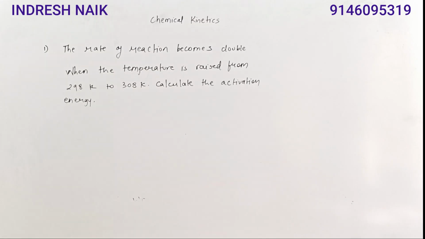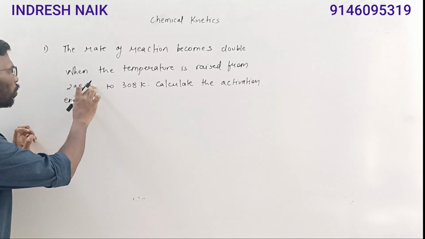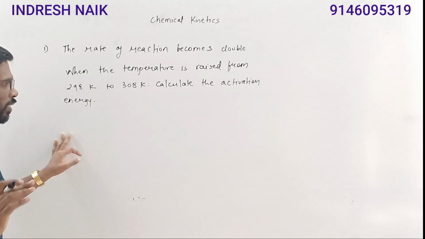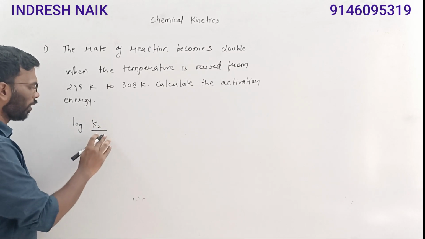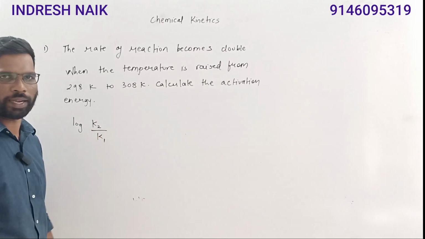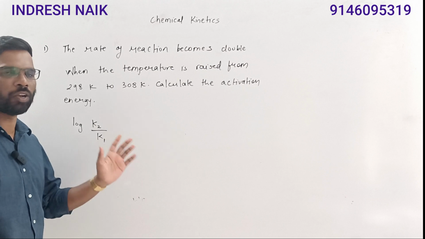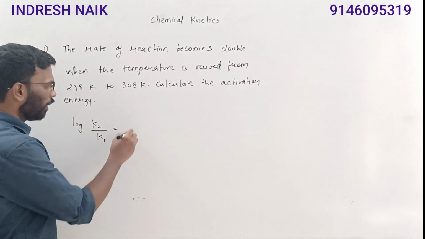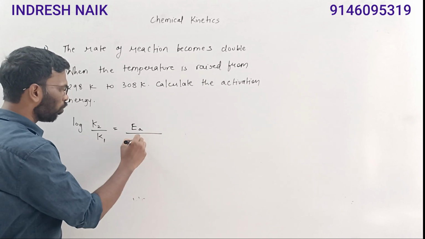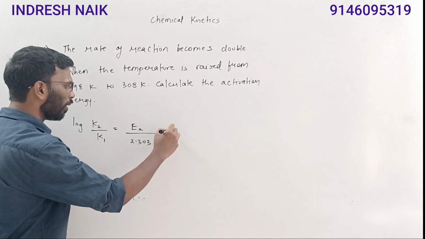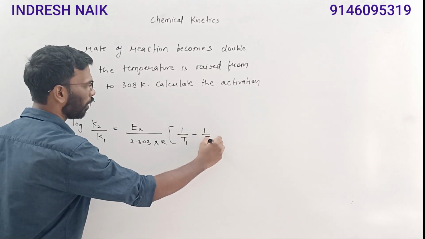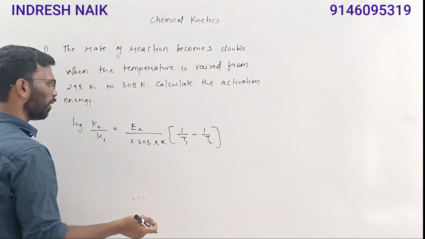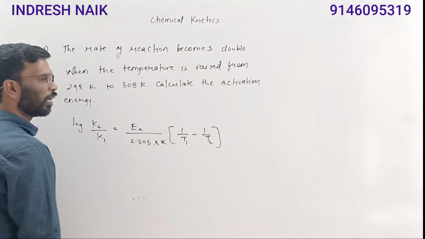The question is: the rate of reaction becomes double when temperature is raised from 298 Kelvin to 308 Kelvin. This is a very simple question. You can also give it a try. The equation we will use is log of K2 upon K1, where K2 is the higher rate constant, at a higher temperature, and K1 is the rate constant at a lower temperature. Log of K2 upon K1 equals EA, the activation energy, upon 2.303 into R into 1 upon T1 minus 1 upon T2. T1 is the lower temperature and T2 is the higher.